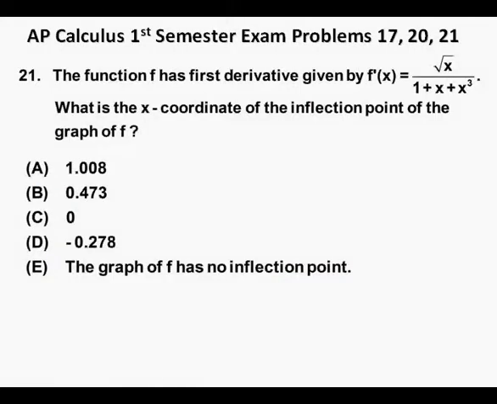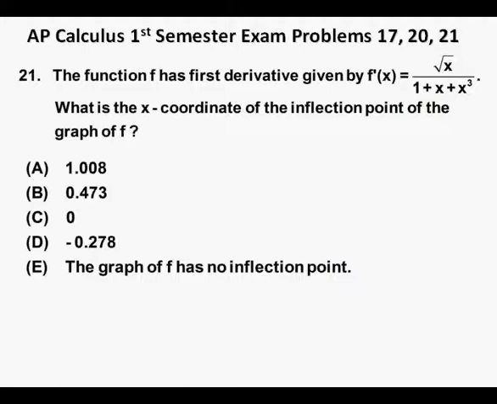Problem 21. The function f has first derivative given by f prime of x equals the square root of x over 1 plus x cubed. What is the x coordinate of the inflection point of the graph of f? And we have our answer choices A through E.